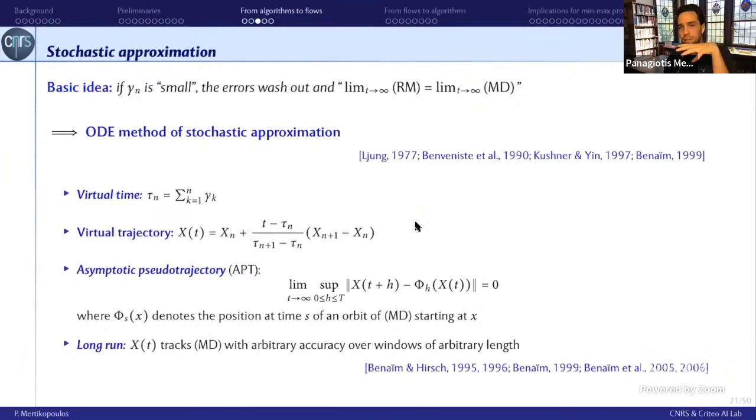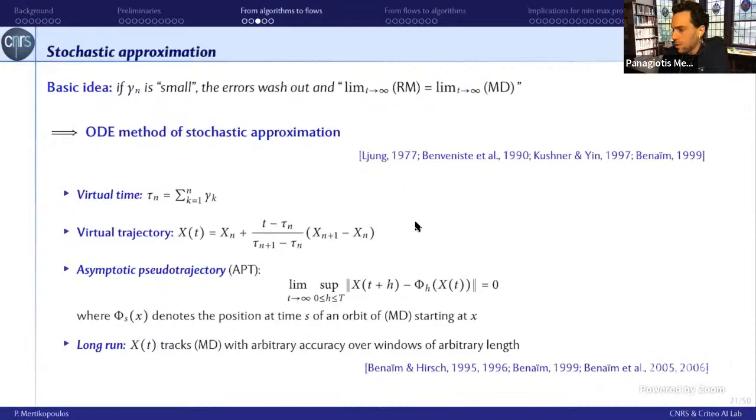This is where things start getting technical. There is a very widely used method called the ODE method, the ordinary differential equation method in stochastic approximation, which introduces the notion of an APT, an asymptotic pseudo trajectory. What is this?